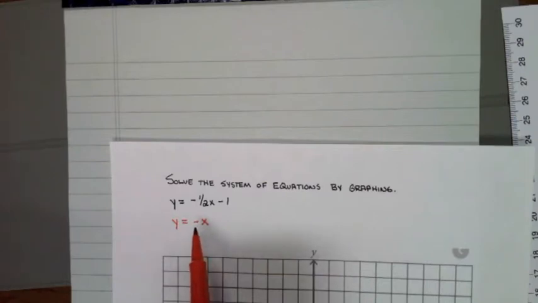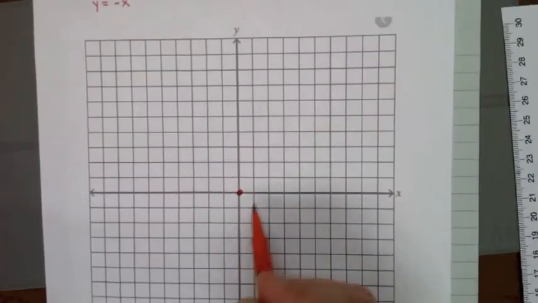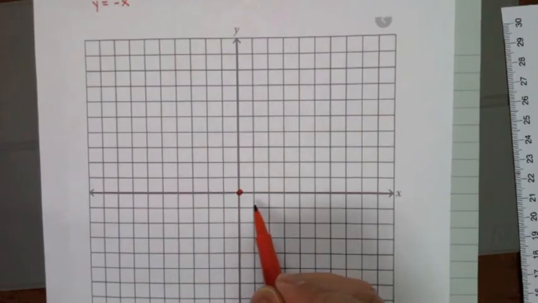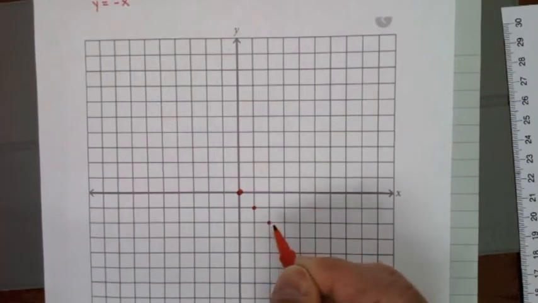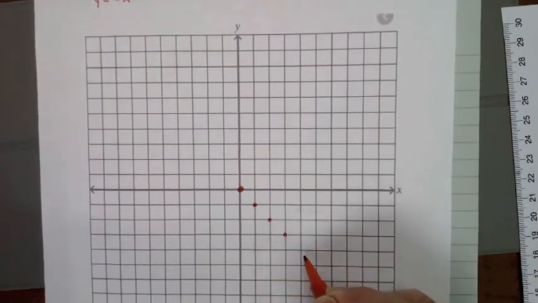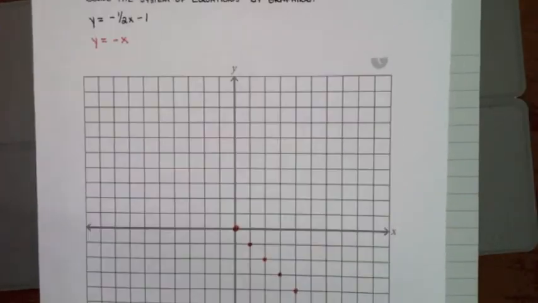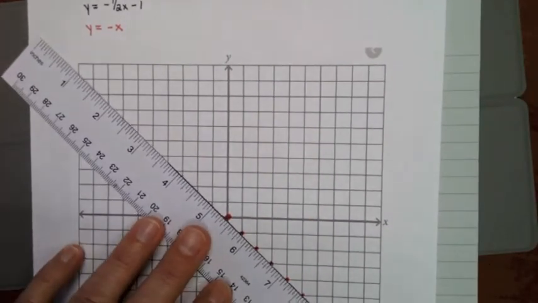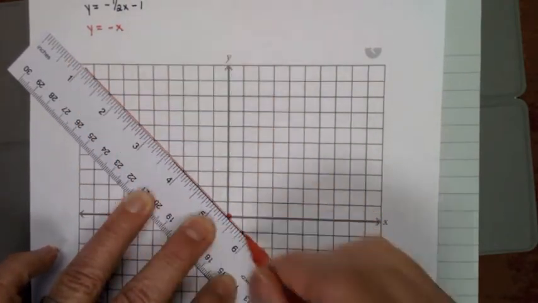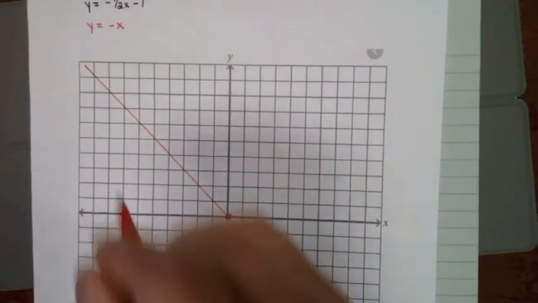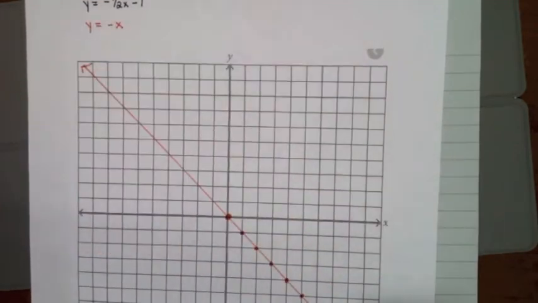That's telling me to go down 1 from this point and over 1. Down 1 over 1. Down 1 over 1. I can keep using that slope to generate points on this line. Once I generate enough points, I draw my red linear equation.